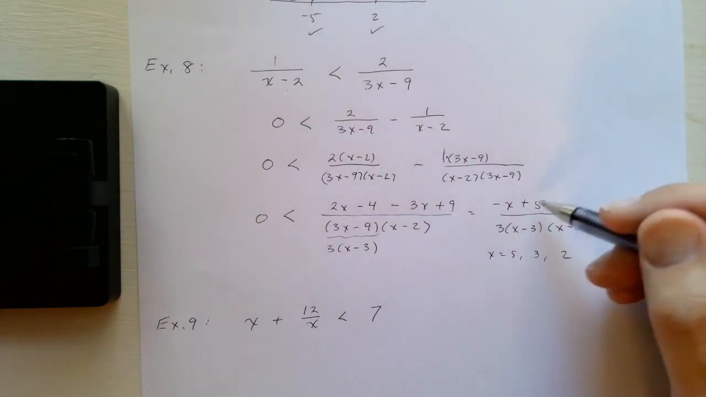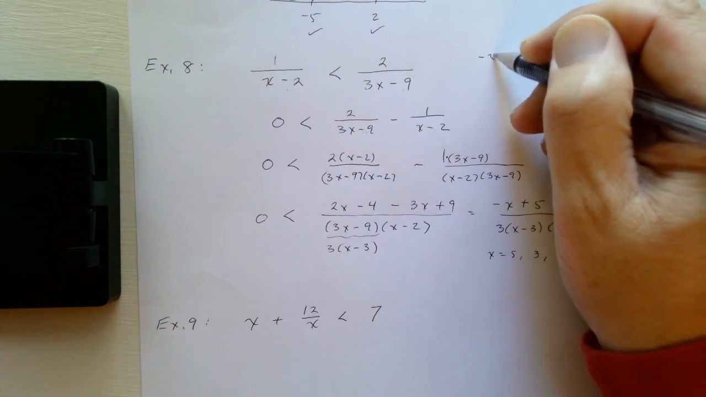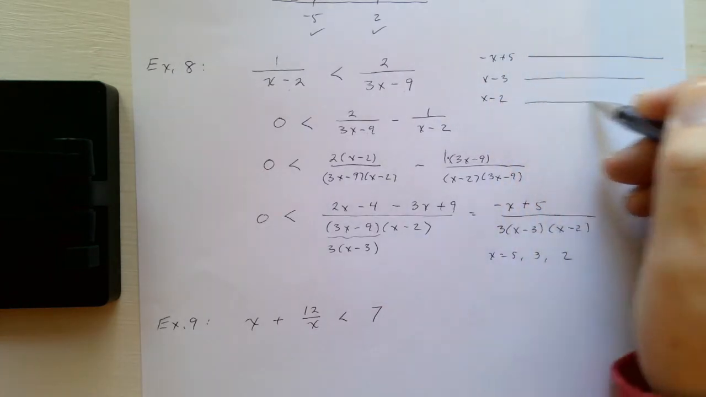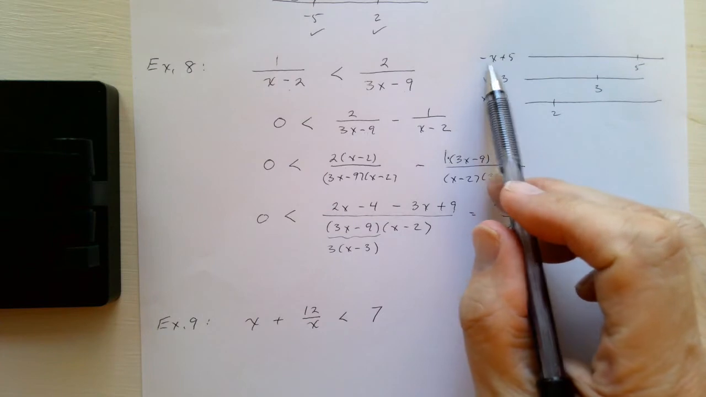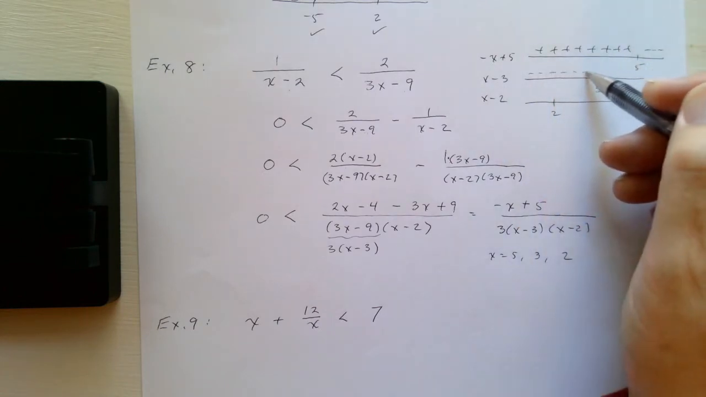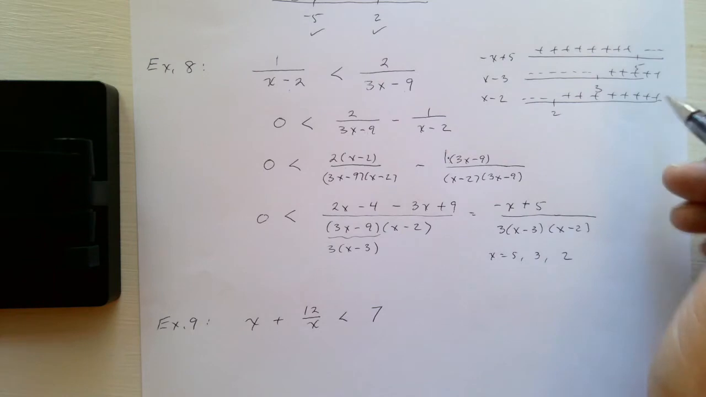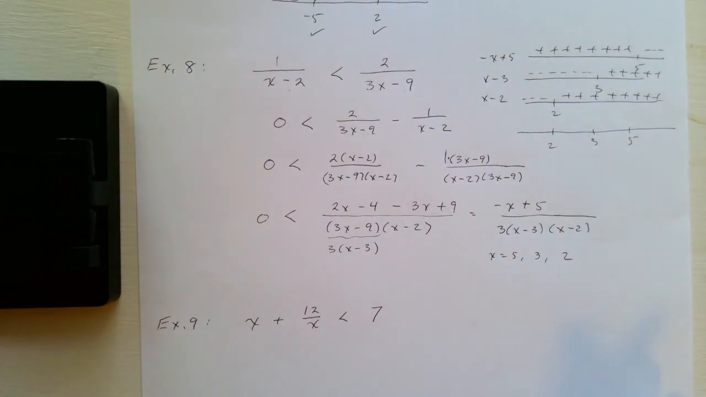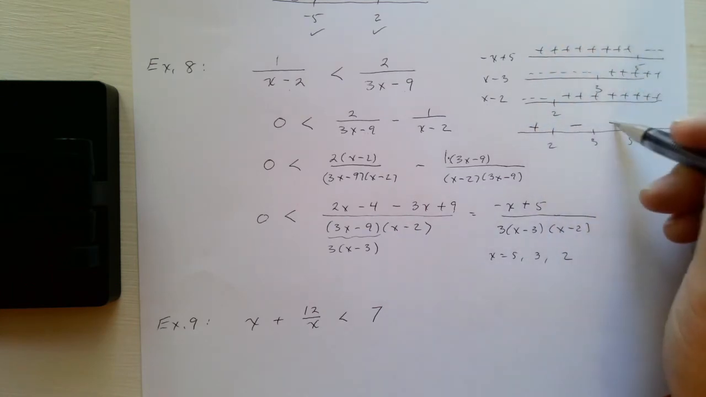Okay, we can make a sign chart for these 3 factors. We don't really need to make a sign chart for 3 because that's just going to always be positive. That won't affect anything. So here's 2, 3, 5. Minus x plus 5, that goes from positive to negative. X minus 3 goes from negative to positive. X minus 2 goes from negative to positive. There's 2, 3, and 5. And we can see that this first interval is positive, negative, positive, negative.